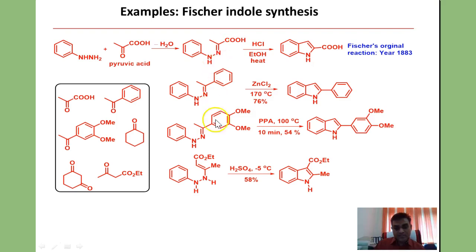And once this hydrazone is formed, it is subjected to acid catalysis. Generally, these two are refluxed. Phenylhydrazine and enolizable aldehydes or ketones are refluxed in the presence of an acid or in the absence of a catalyst to form the hydrazone. And once the hydrazone is formed, we have to add an acid catalyst for the Fischer indole synthesis. In all these cases, we have got substituted indole derivatives with the help of this Fischer indole synthesis.